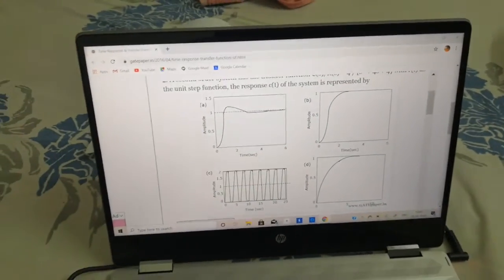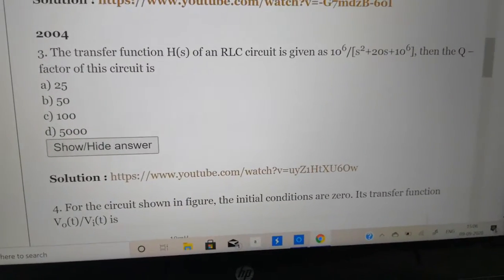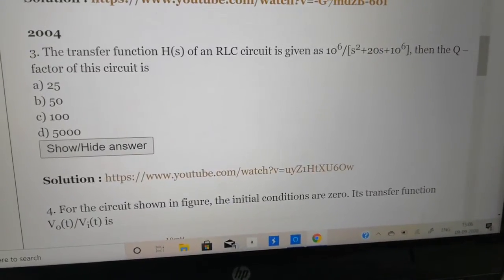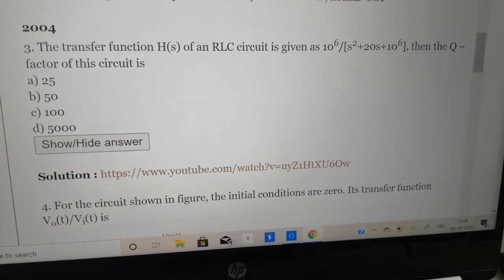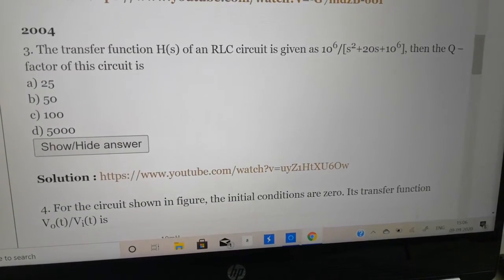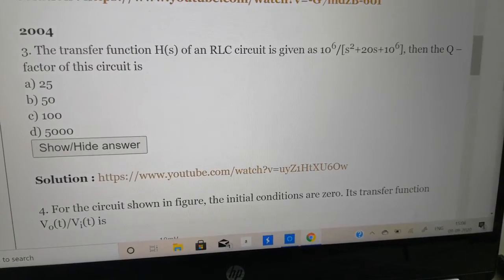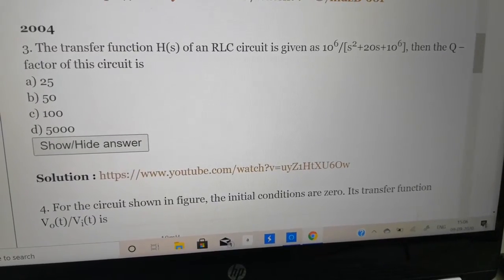So now let's move on to our second numerical. This is my second numerical, and here you are given the transfer function H(s) of an RLC circuit as 10 raised to power 6 upon s square plus 20s plus 10 raised to power 6. Then the Q factor of this circuit is what?